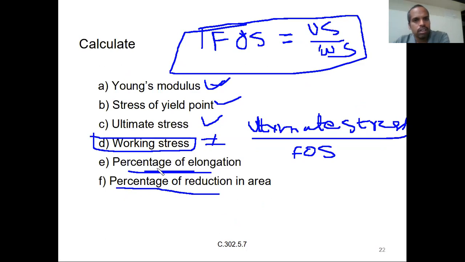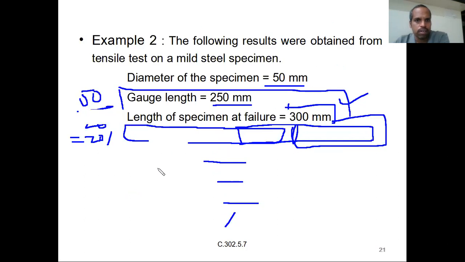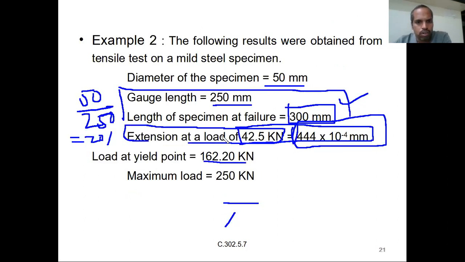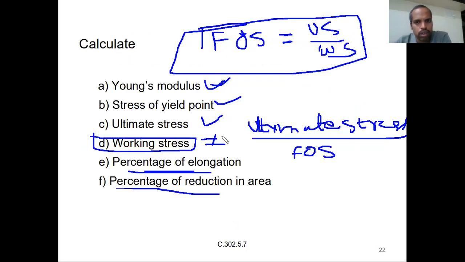Similarly, reduction in area. The diameter is given. I think some calculation is involved with the diameter, so we have to use the calculator for that one. Right now, let us see the answers. How to calculate.